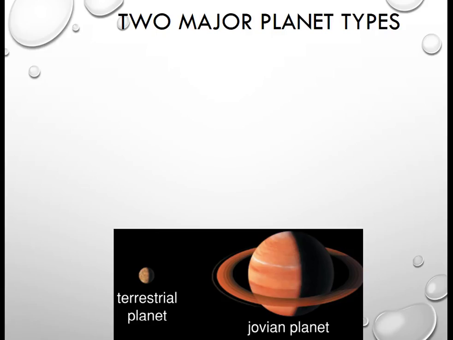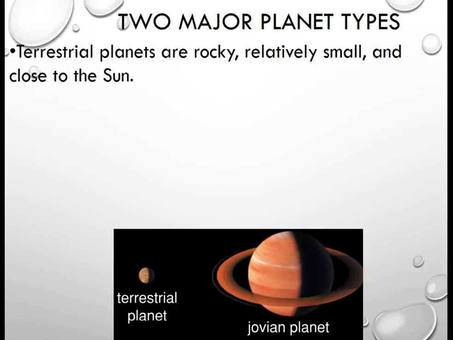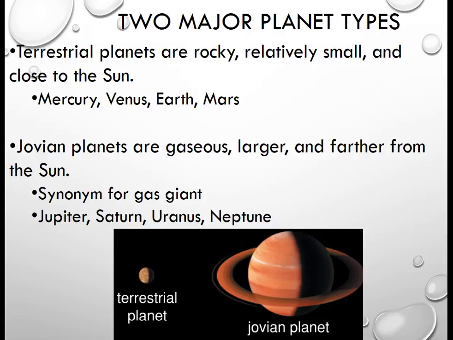As I was just saying, there are 2 major planet types. Terrestrial planets are rocky, relatively small, and close to the Sun. There are 4 terrestrial planets. They are Mercury, Venus, Earth, and Mars. There are also Jovian planets. They are gaseous, larger, and farther from the Sun. It's a synonym for gas giant, and the gas giants and/or Jovian planets are Jupiter, Saturn, Uranus, and Neptune.